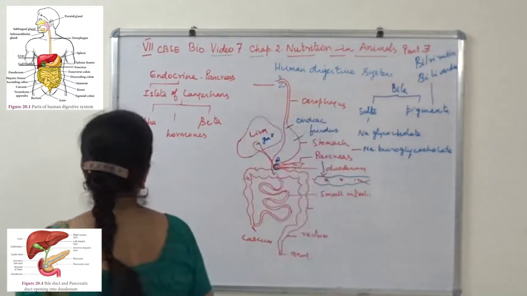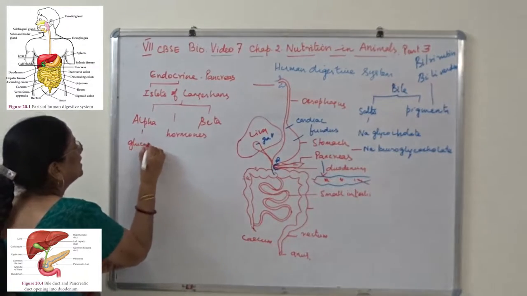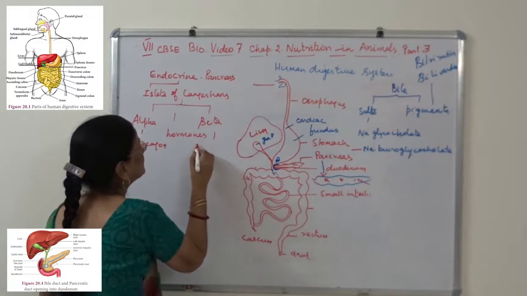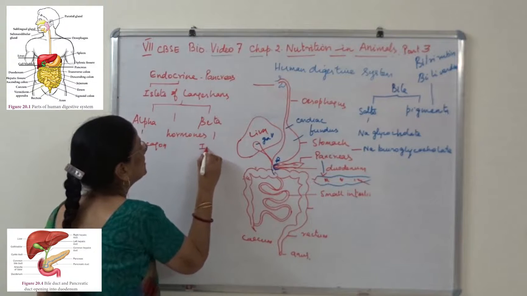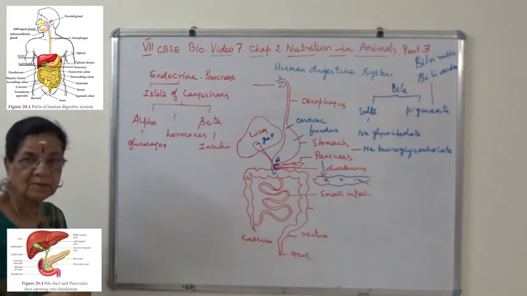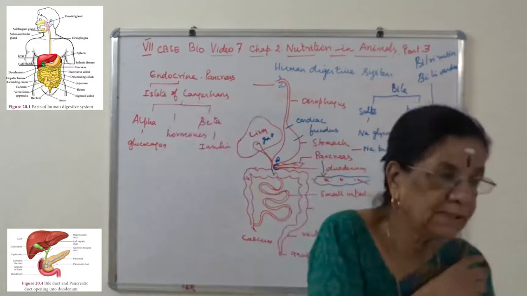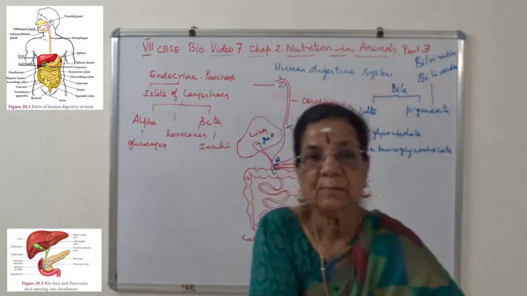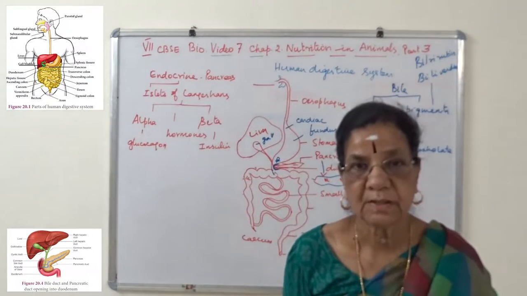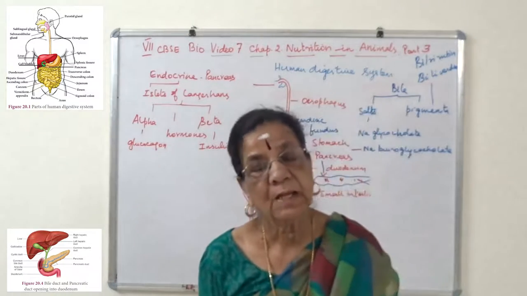Now the alpha cells secrete glucagon and the beta cells secrete insulin. Insulin plays a major role here. If insulin is not secreted in sufficient quantity, the person will suffer from high blood sugar. What is that? Diabetes.